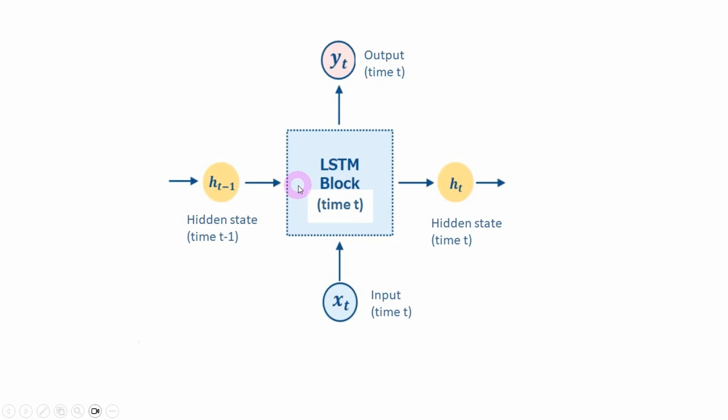So the idea is, at each time step, the block receives an input and produces an output while updating its internal hidden state. What makes LSTM special is that inside this block, there's also something called a memory cell. The hidden state and the current input together decide how much to write into that memory and how much to read from it. That ability to control writing and reading, that's the interesting and unusual part of LSTM.